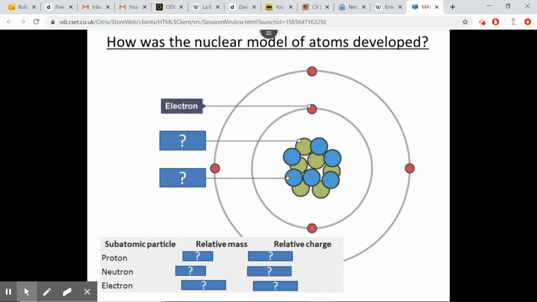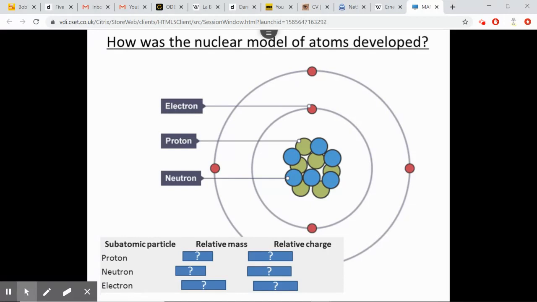The first one is the electron. Electrons are found around the outside. You've got protons and neutrons in the middle. It doesn't matter which way around you've got these because there are 6 of each and 6 electrons. One's hiding behind there. So inside the atom, you've got protons, neutrons, and electrons.